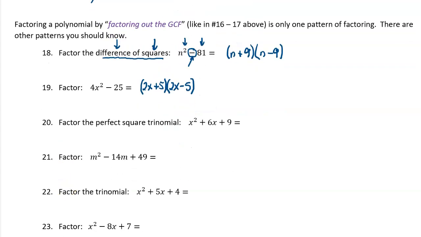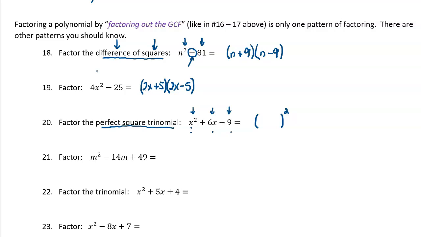Another special pattern to recognize is called a perfect square trinomial. And here's an example of one of those. First of all, it's a trinomial. It has 1, 2, 3 terms. It's called a perfect square trinomial because of the relationship between the first term, the last term, and the middle term. A perfect square trinomial factors as a binomial squared. And to get the missing parts, you use your understanding of square roots.